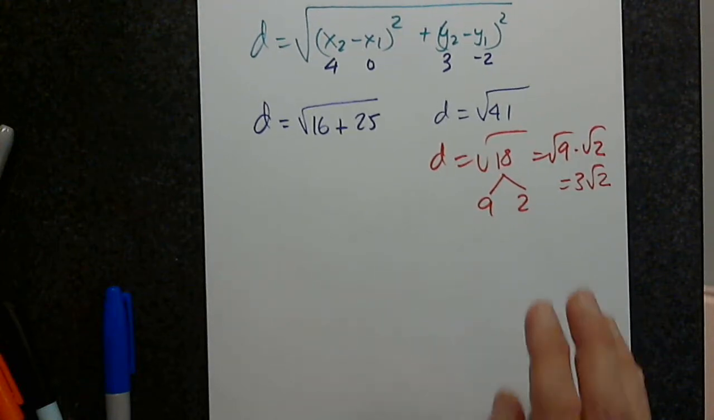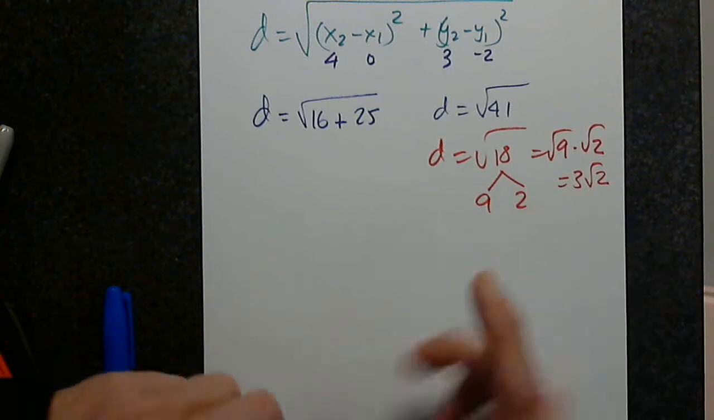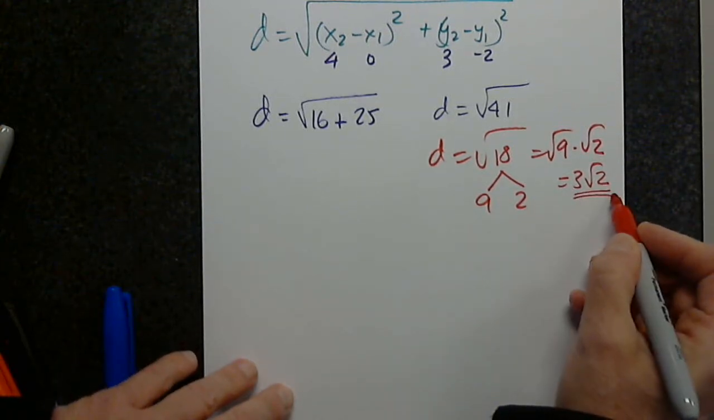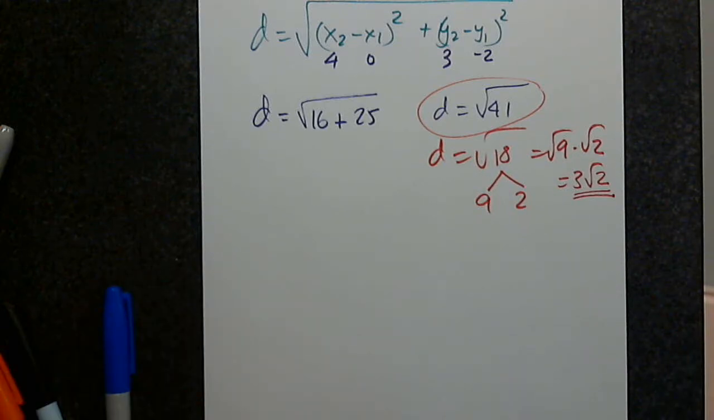My math lab requires that. So this is the correct final form. Here there is nothing I can do; 41 is a prime number. But with 18, I would separate it.